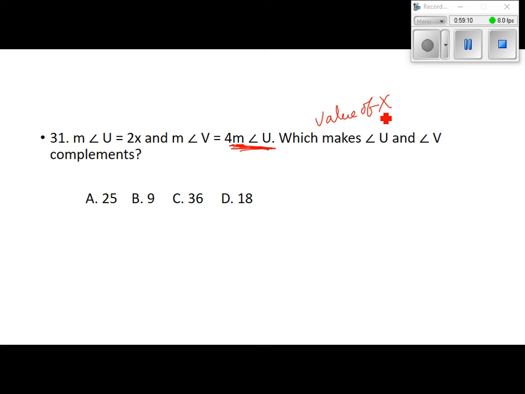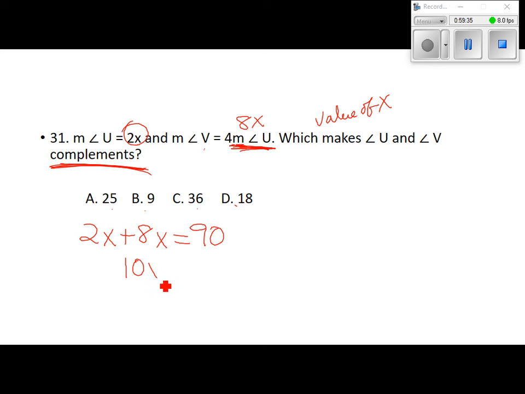So we're trying to find which value would make them complements to each other, adding up to 90. If the measure of angle B is 4 times the measure of angle U, and angle U is 2x, then we take 4 times 2x, and angle B has to be 8x. Those two add together, 2x plus 8x. They're complements, so they have to add up to 90. That gives us 10x equals 90. Divide by 10, and you end up with x equals 9. That's the answer right there. They just wanted x in this case. They didn't want us to go back and plug in.